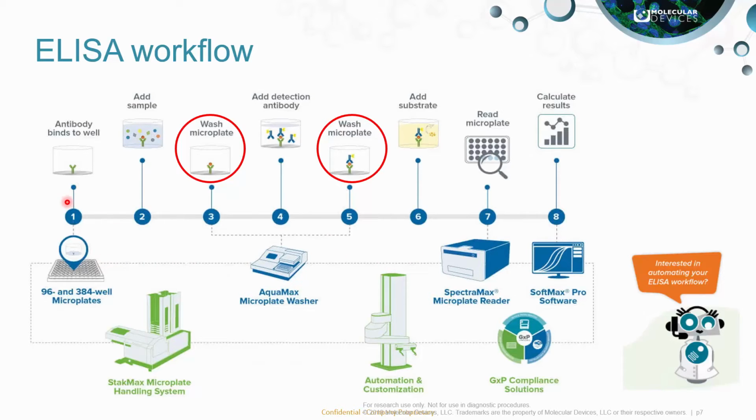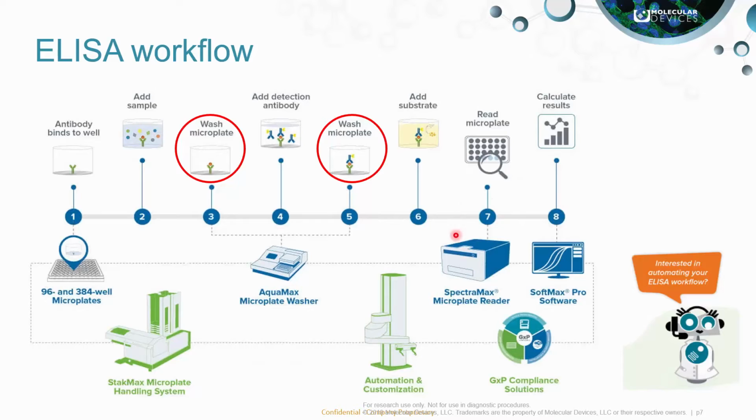You have your 96 or 384 microplates where your antibody binds to the well, then the addition of your sample, and then here shown in red you have your 2 washing steps, which can be very time consuming as it can take over an hour for these washing procedures. You usually wash the microplate 3 times in each wash step, which can be a total of 6 washes.